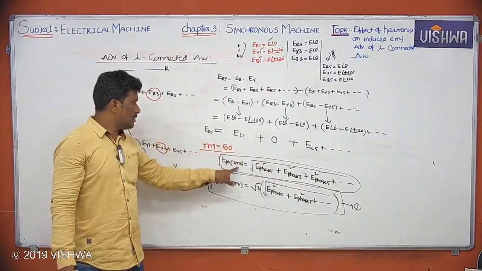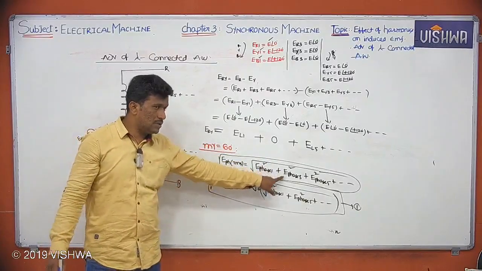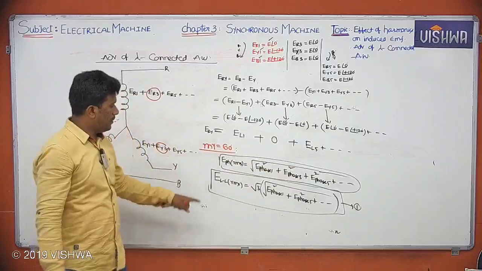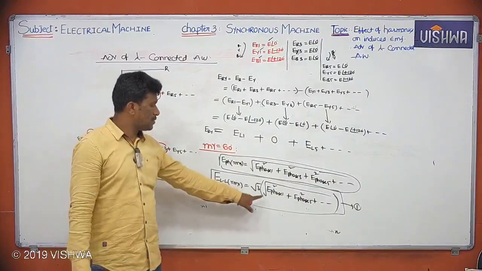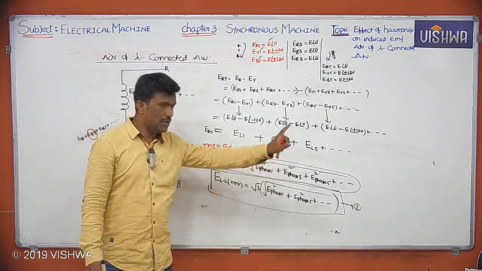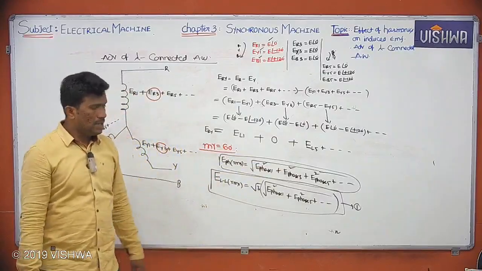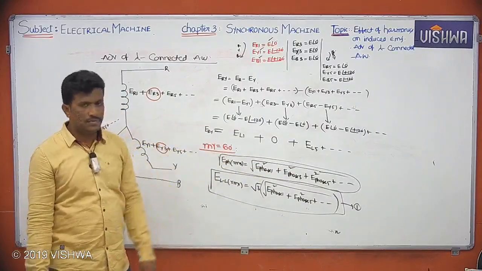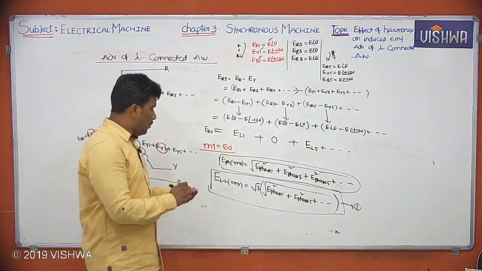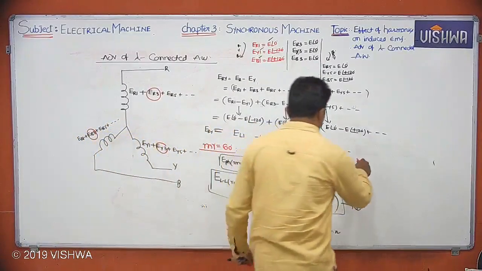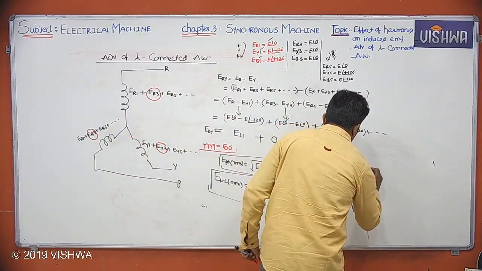That's why E phase RMS equals square root of E phase 1 square plus E phase 3 square plus E phase 5 square and so on. Whereas in line, it is root 3 times the square root of E phase 1 square plus E phase 5 square. I don't have a third harmonic EMF here because of this concept. Now tell me, what about for mγ 120?